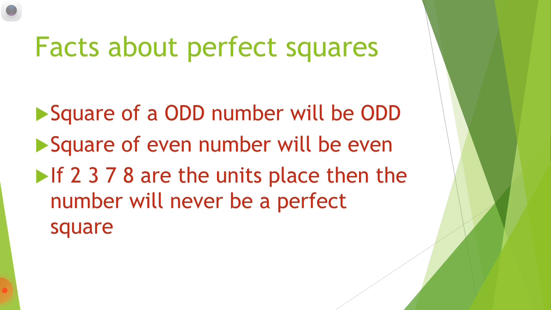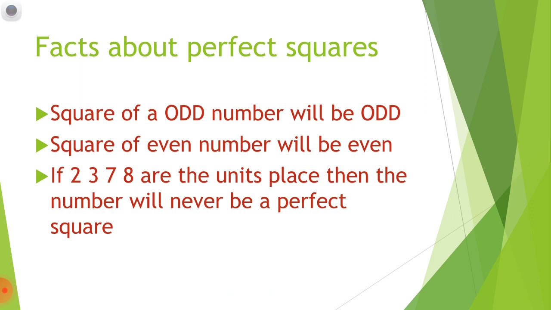By these points we can know additional information about perfect squares, like the square of an odd number will be odd. Means if they give an odd perfect square and ask us to find the square root, then we can tell that the square root will be odd. And if they give an even perfect square, then we can tell that the square root will be even.